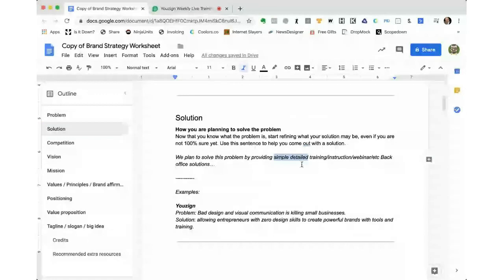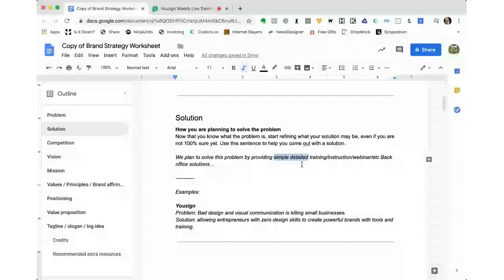Do you understand how to relate those two things? Because without it, we're really going to be in trouble. For Usign, the problem was that bad design and visual communication was killing small business. The solution was allowing entrepreneurs with zero design skills to create powerful brands with tools and training.